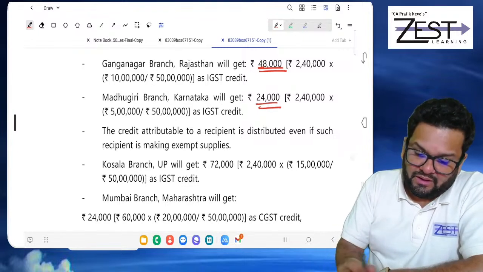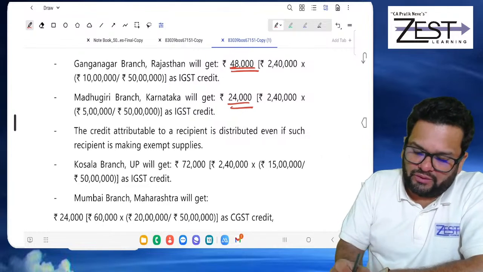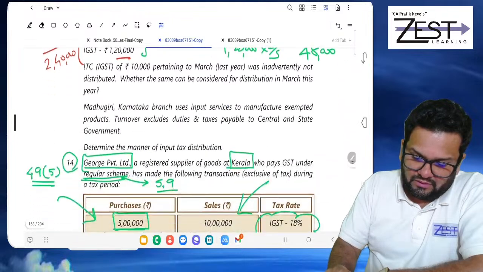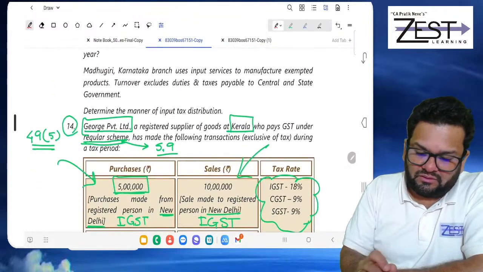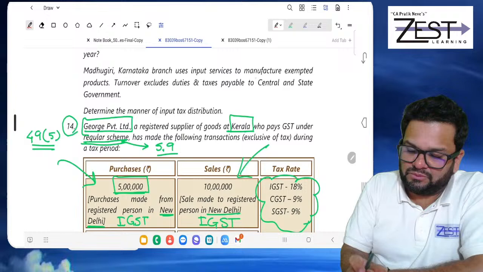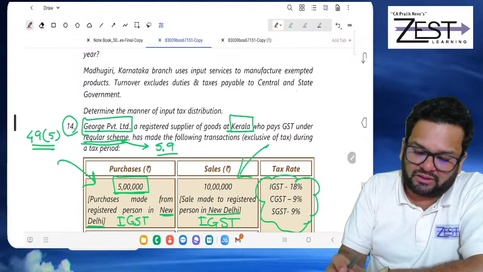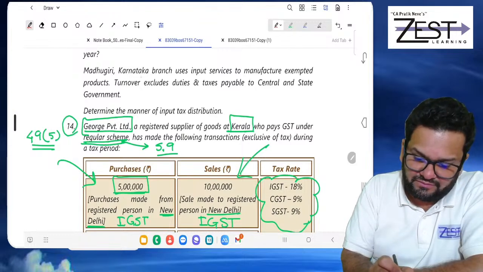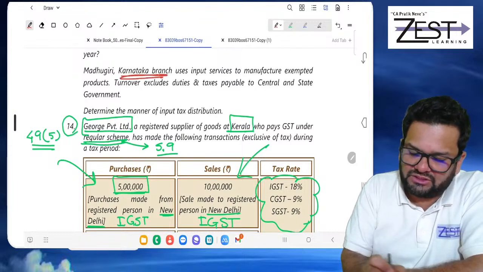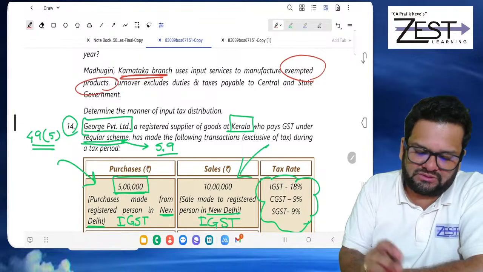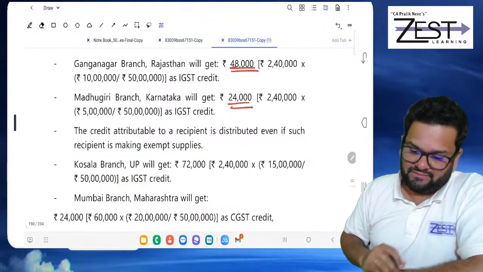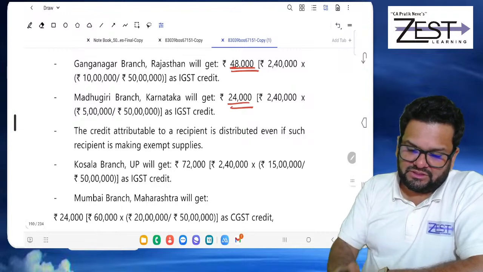Now one of the units was doing exempt supply, but no problem. So Madhugiri, Karnataka branch uses input services to manufacture exempt product. Doesn't matter. Yesterday also we have seen this. If one of the branches is doing exempted supply, doesn't matter. You still have to distribute ITC. Isn't it?